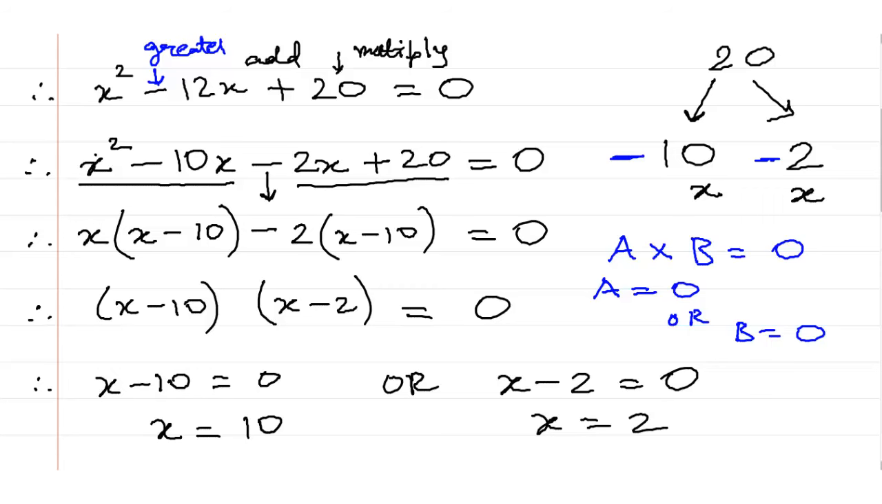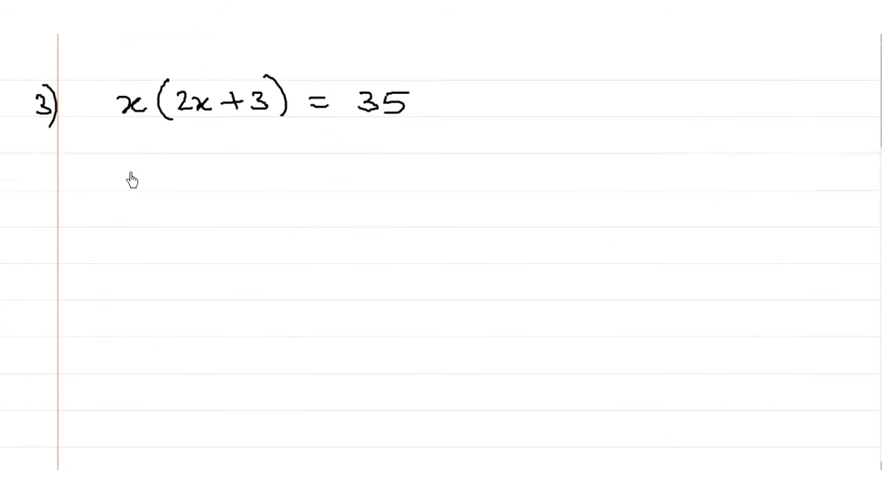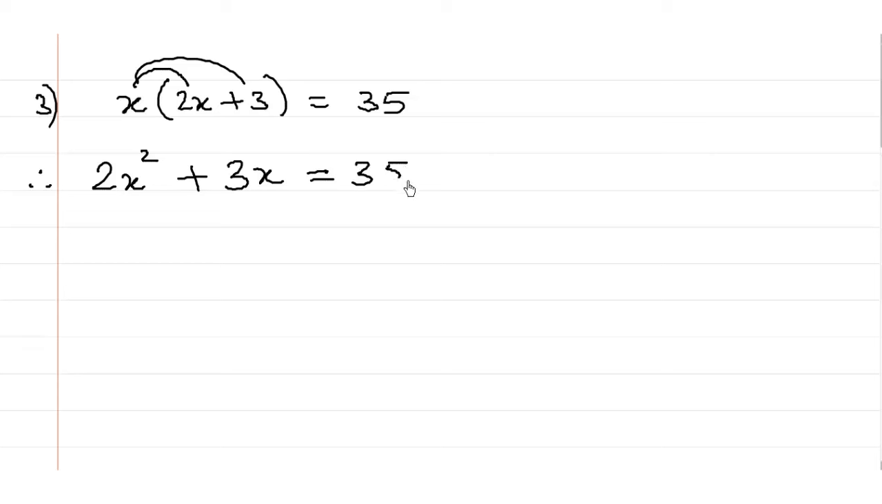So let's go to the next sum. Over here, x bracket open 2x plus 3 is equal to 35. So first of all, we shall multiply this x to both the terms. We shall open the brackets so that it can be written in the standard form. So x multiplied by 2x is 2x square plus x into 3 is 3x is equal to 35. Always remember, the standard form is ax square plus bx plus c is equal to 0. So all the terms are on one side and 0 is on the other side. So we shall take this 35 on this side so that it is in the general form, standard form.